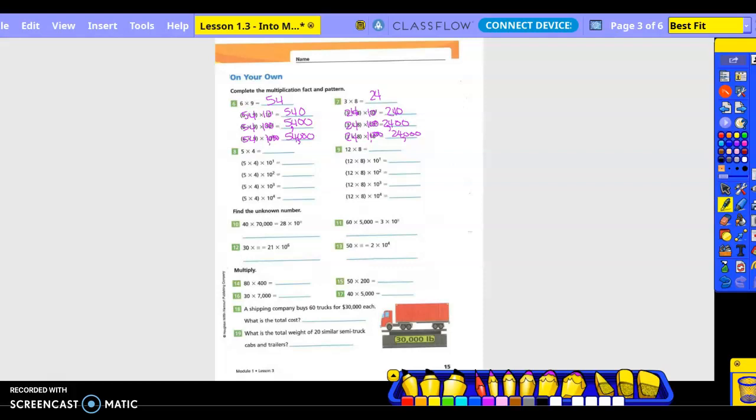Okay, 5 times 4 is 20. 10 to the first power is 10. Right, 20 and add a 0. So my answer is 200. 10 to the second power is 20 and add 2 zeros. Come back 3 places from the right and add a comma, so 2,000.